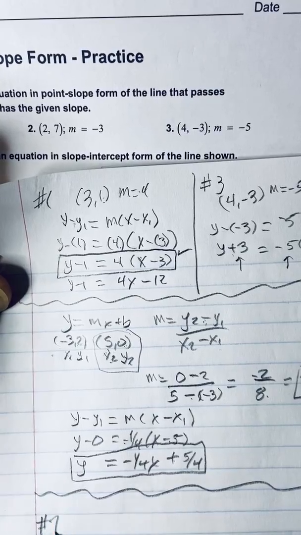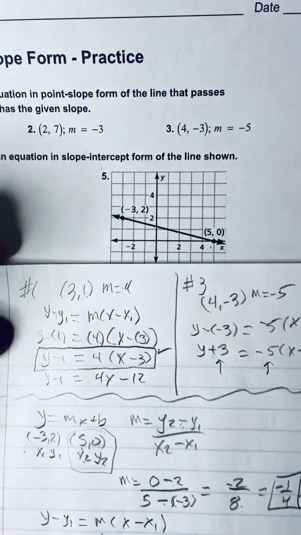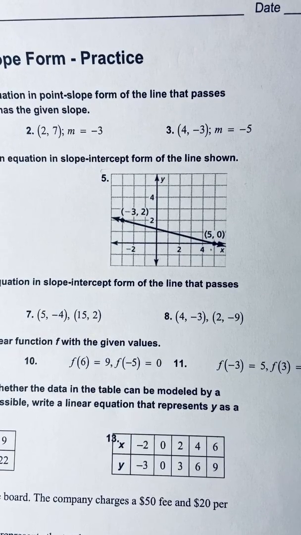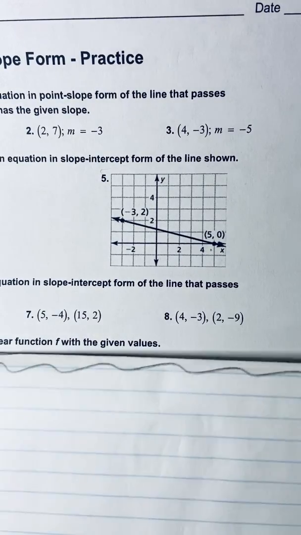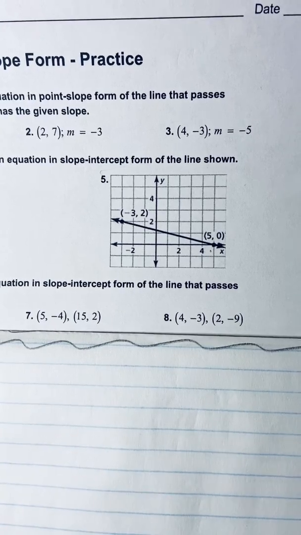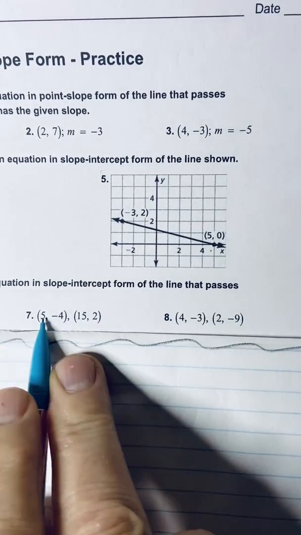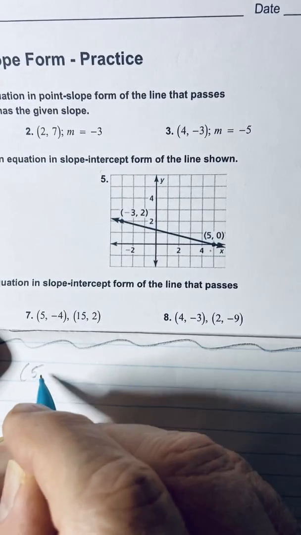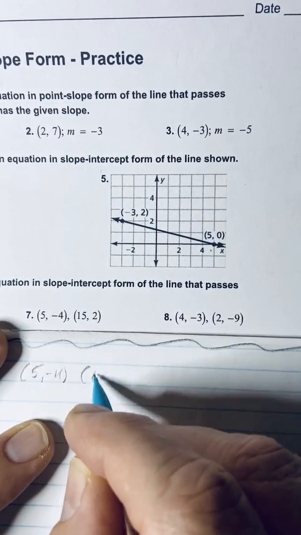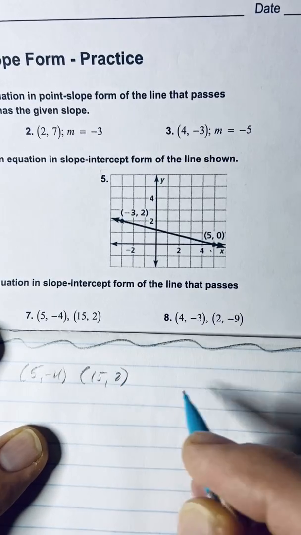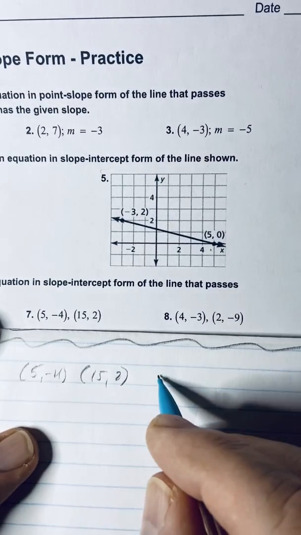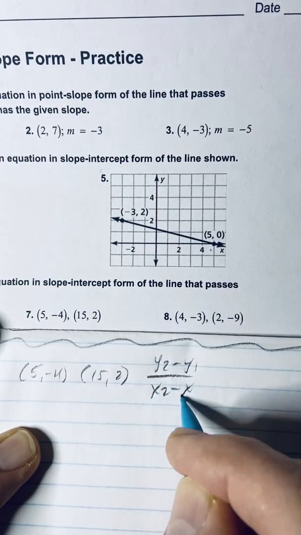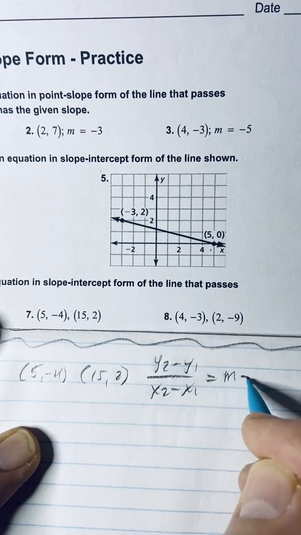Here's number 7. Write the equation in slope-intercept form for the line that passes through the given points. So once again, my points are (5, negative 4) and (15, 2). Remember, that's going to be y sub 2 minus y sub 1 over x sub 2 minus x sub 1. That's going to equal my m, or my slope.